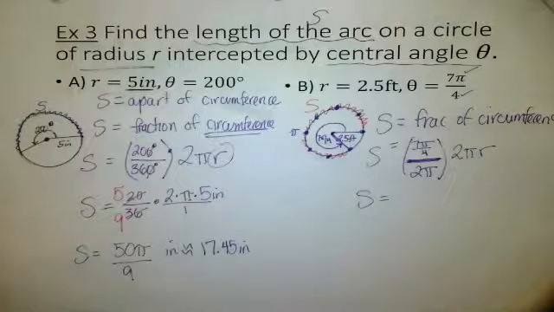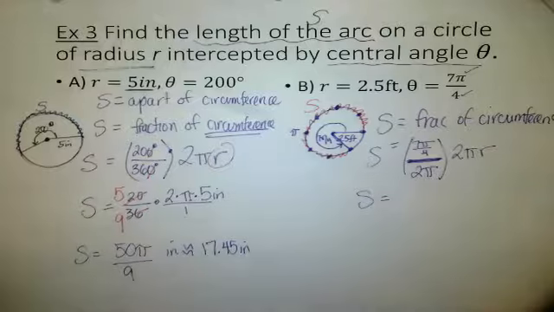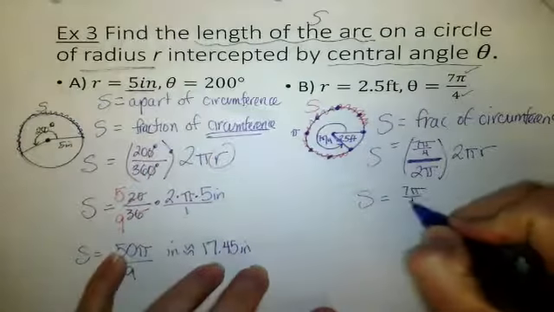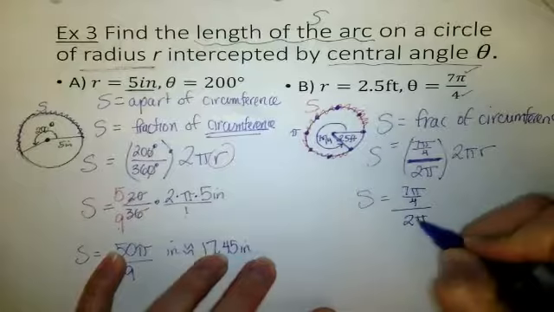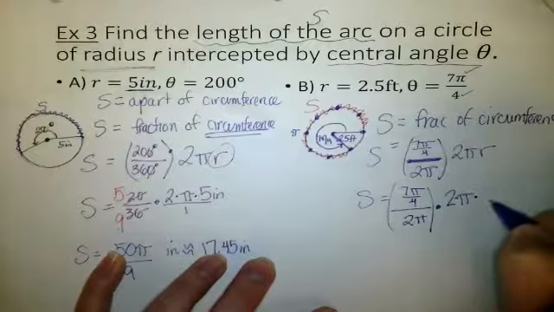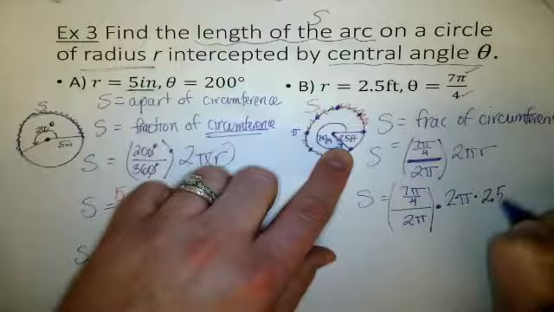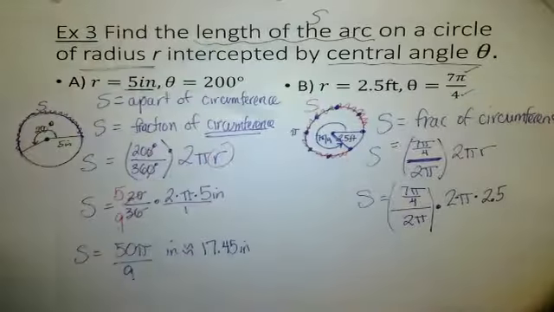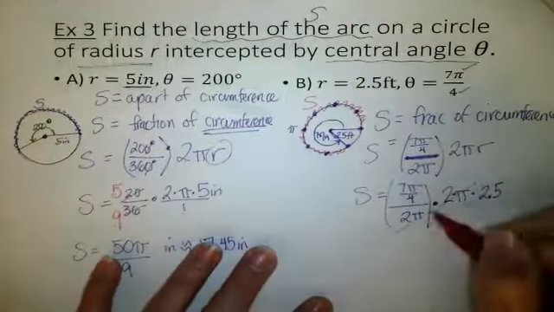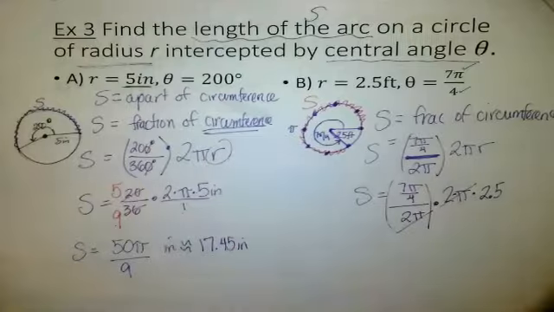So whenever you have a fraction, you have the part over the whole. The whole is 2 pi radians. The whole circle, 2 pi radians. Hey, look at that fancy cleanup. That's kind of interesting. 7 pi over 4 divided by 2 pi. That's our fraction. Times 2 times pi times our radius. Ooh, 2.5. Yuck. Okay. What cancels? Oh, yeah, the 2 pi on top and the 2 pi below. Hey, that's really interesting.